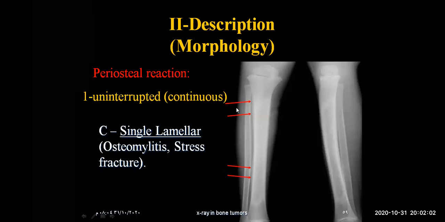Continuous or interrupted. Is there a single lamella or multiple lamella? Okay. Early stages of infection, acute infection, will give a lamellar periosteal reaction. Okay.